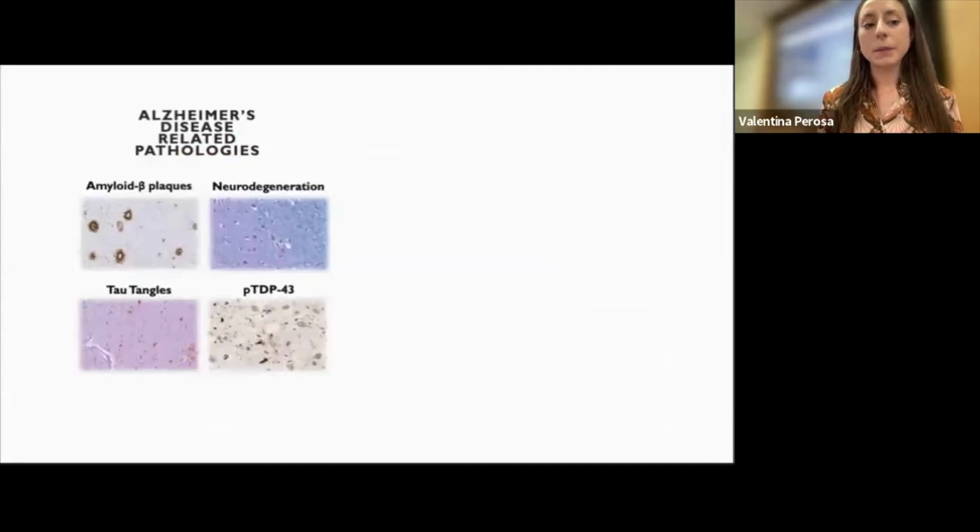But I have to be more precise when I talk about Alzheimer's disease-related pathologies in this study specifically. I'm talking about the defining pathologies of AD, so amyloid beta plaques, neurodegeneration, and tau tangles, but also about phospho-TAR DNA-binding protein 43 and its accumulation in the cytoplasm of the cells, which is another pathology that has been related to Alzheimer's disease and also has an independent effect on cognitive decline in patients.